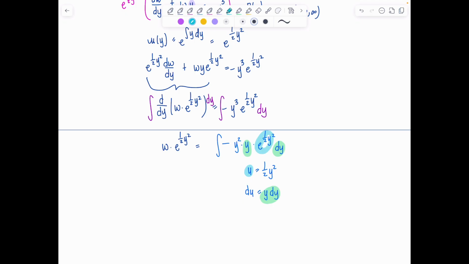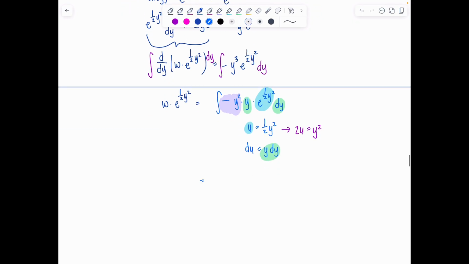Here's e to the u. And then you might be saying, well, what about this plain old negative y squared? Well, that's just going to be, leave the negative there, 2u, right? Because 2u is y squared. Okay, so the integrand has now transformed into negative 2u times e to the u du. Can you see that?